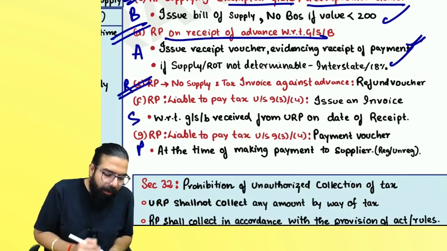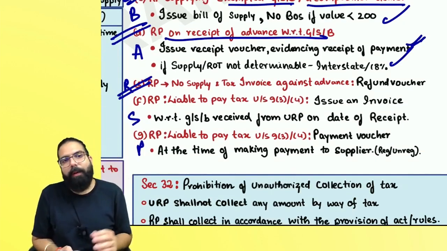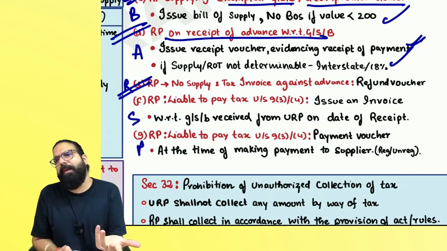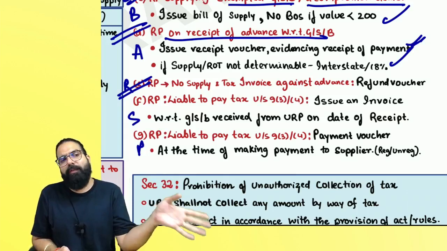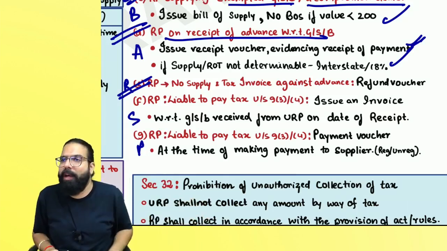Sir, in the case of R, refund, always remember one thing, refund voucher. What is a refund voucher? You received an advance, did not do any supply, did not issue any tax invoice. You can issue a refund voucher if you refund the amount, and the government will also refund you the GST.